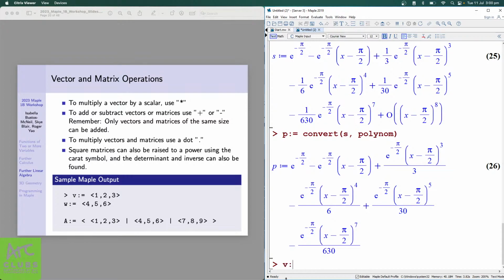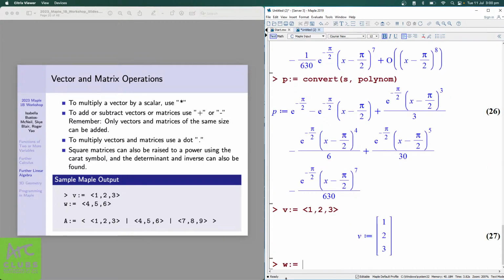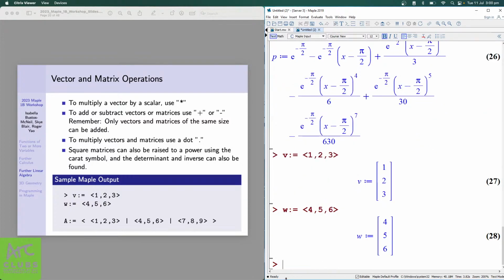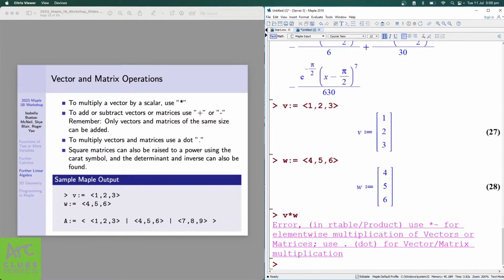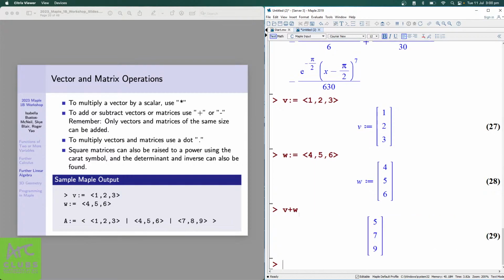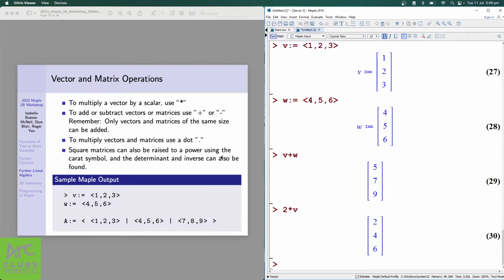So for example, we're going to put in v is equal to 1, 2, 3, and w is 4, 5, 6. And so as we can see here, we can't do v times w, but we can do v plus w, like normal matrices. And if we want to multiply it by a scalar, we can do 2v is equal to 2, 4, 6.